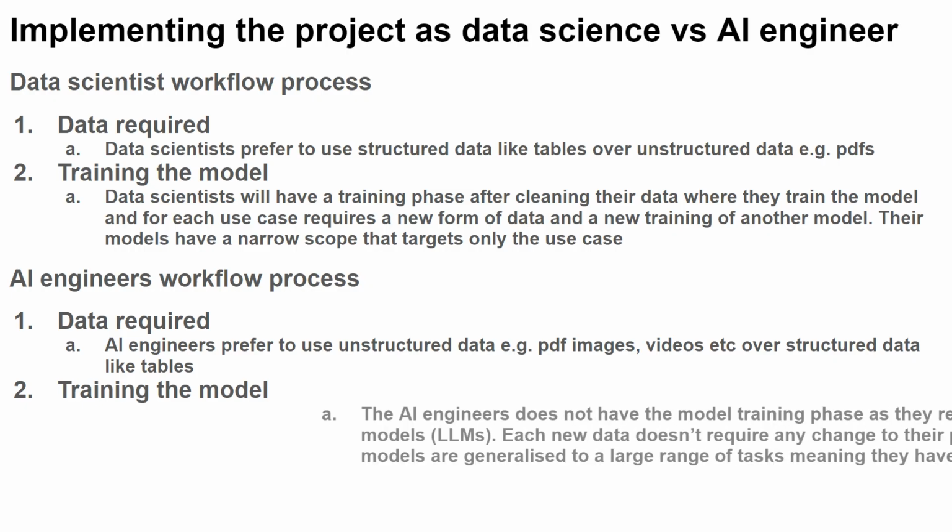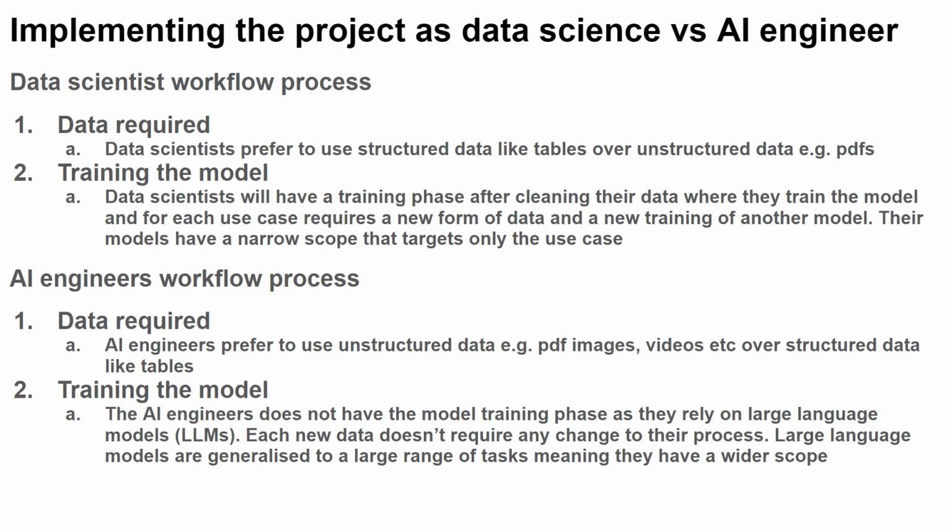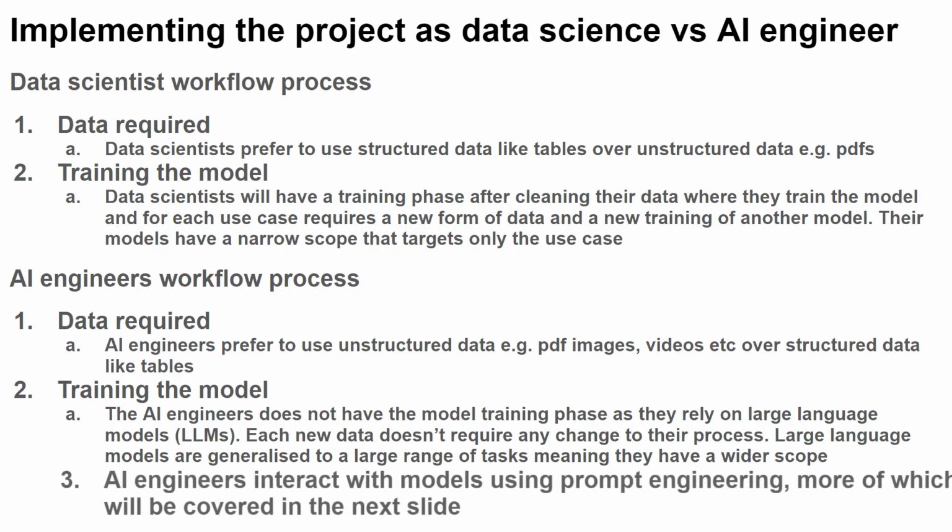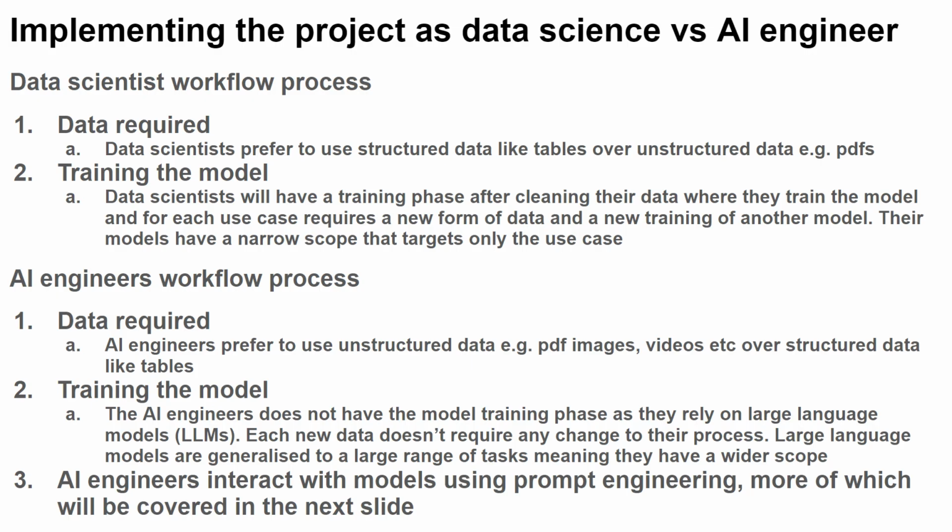Training the model. When it comes to training the models, AI engineers do not have a model training phase like data scientists, as they rely on large language models. And unlike data scientists, each new data and each new use case does not require any change or lead to any change in the process. Large language models are also generalized to a large range of tasks, meaning they have a wider scope. AI engineers interact with these models using something known as prompt engineering, more of which will be covered on the next slide.